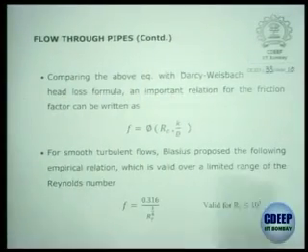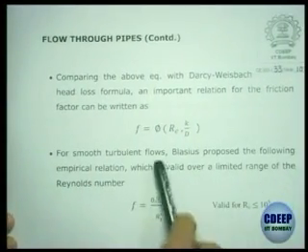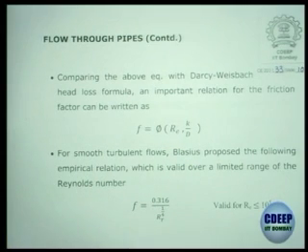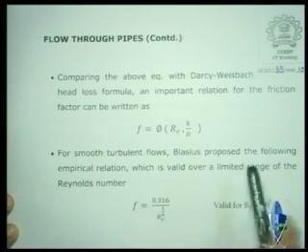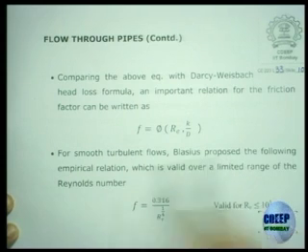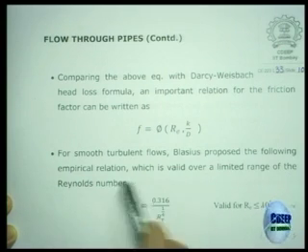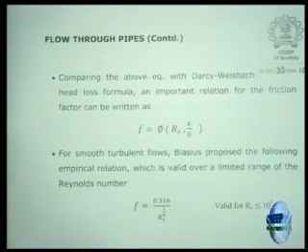Now here again, when it comes to flow through smooth pipes, and that too turbulent flow through smooth pipes, Blasius proposed an empirical relationship to find the friction factor f, which was 0.316 by Reynolds number to the power of 1/4. Because it is empirical, it will be valid only over a certain range, it cannot be applied anywhere, in any range.